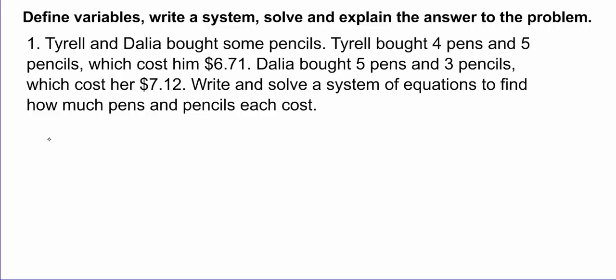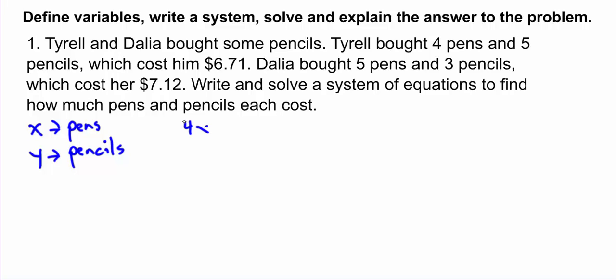All right, so let's do this. Let's start by defining variables. You can use any letters you want. I tend to go X and Y unless there's a reason to do something different, and sometimes there is, and it's fine. But let's say that X is number of pens and Y represents the number of pencils. The reason I'm doing that is just simply because in both the case of Tyrell and Dahlia, it says pens, then pencils. So here we go for Tyrell.